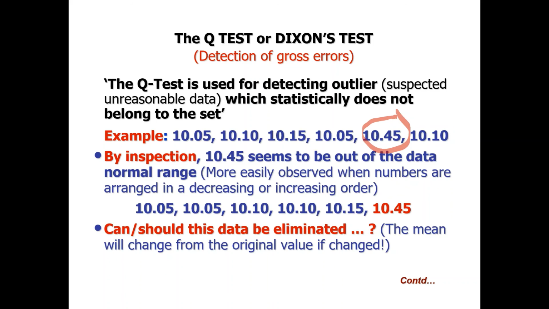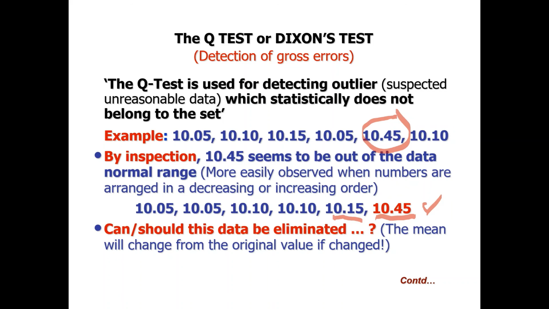So how do you do it? You first arrange the data in ascending order. When we arrange it, this is what we obtain. If you look at the final value, the value that we are testing, and compare it to the second last value, you see a big difference. So can the data be rejected?